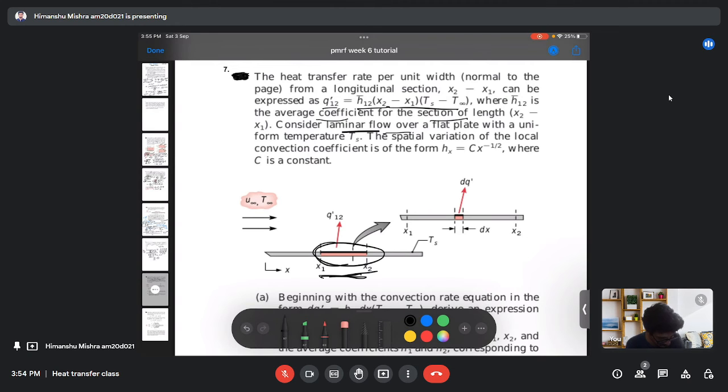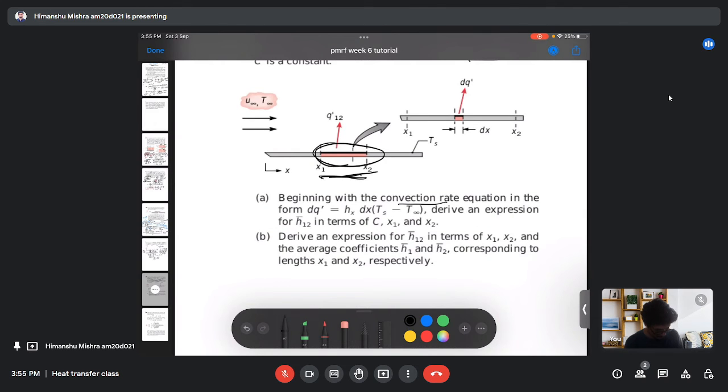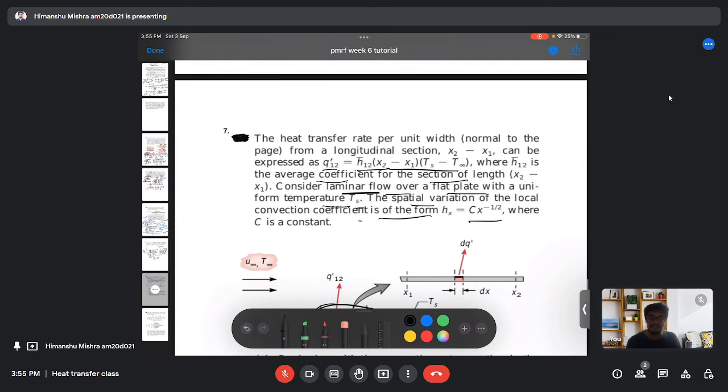Consider the laminar flow over a flat plate at a temperature Ts. The spatial variation of the heat transfer coefficient is given by C x to the power minus 1/2. Beginning with the heat convection rate equation dq, which is given by this, derive an expression for h12 in terms of x1 and x2. So we need to find the heat transfer coefficient in terms of x2 and x1.